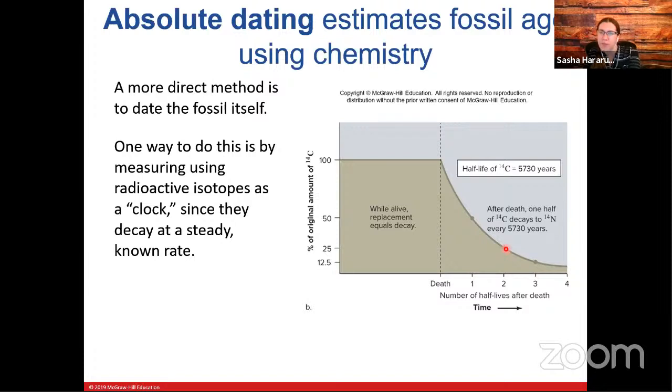After 11,460 years, or two half-lives, there will be 25% of the carbon 14 left compared to the original content. Note that two half-lives is 50% divided by two. And whenever three half-lives have passed, to identify how much carbon 14 is contained in the formerly living organism, you would take 25 and divide it by 2. So it's 12.5%.